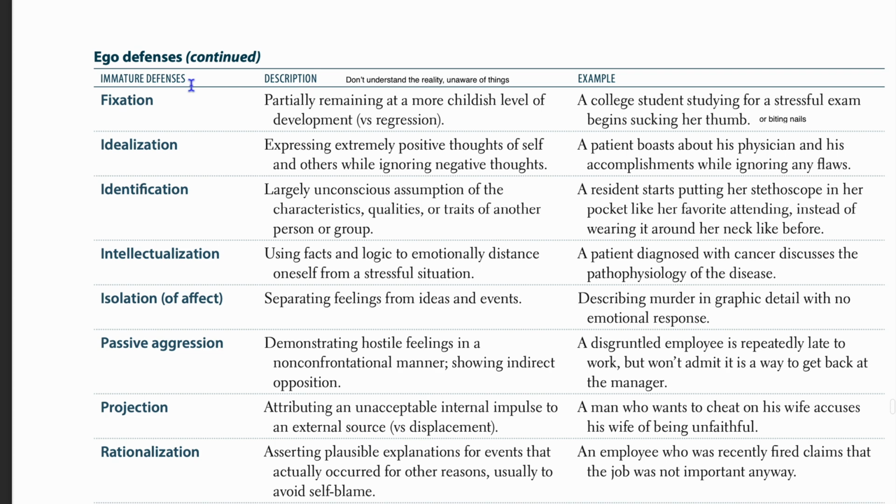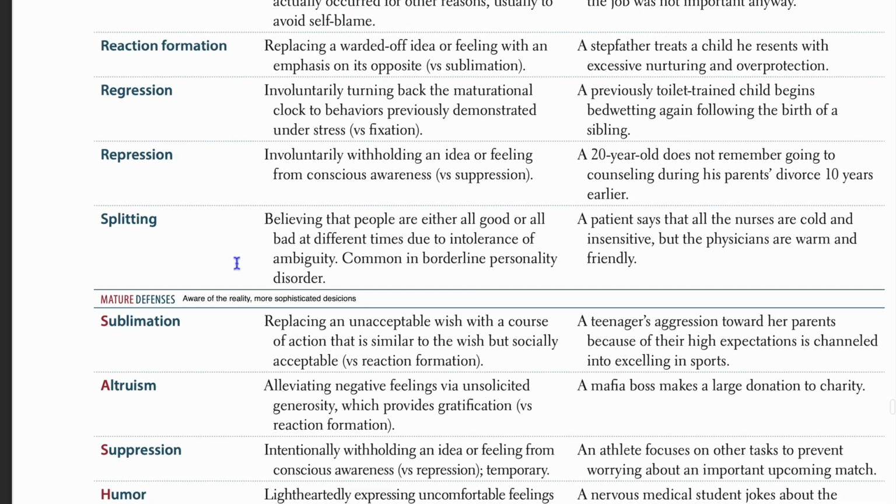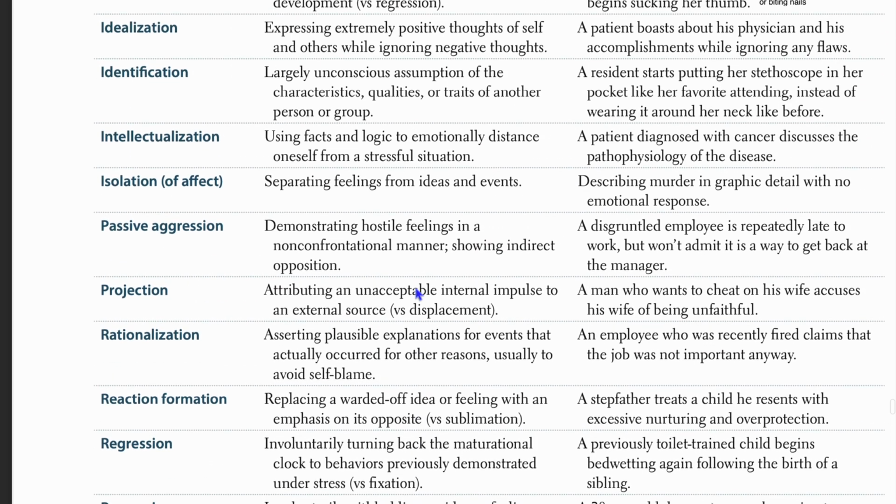So for immature defenses, they don't understand the reality and are unaware of things, if that helps. Whereas mature defenses are aware of the reality and make more sophisticated decisions.